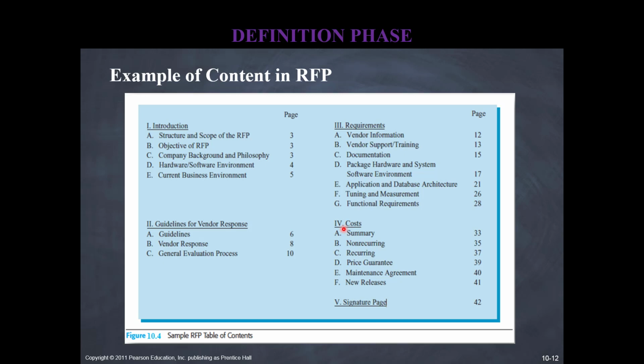In part 4, you can talk about cost, what you're expecting to pay in general in this cost summary, what will be the non-recurring and recurring cost. You will also talk about the kind of maintenance agreement that you expect, what's going to happen with new releases, how the software will be updated. Also, price guarantee, in other words, how much you're willing to pay and what you're willing to pay for. So all this information is included in an RFP document.